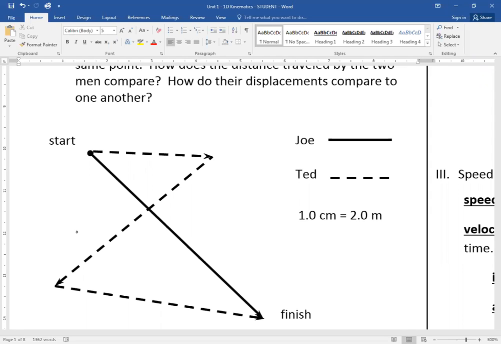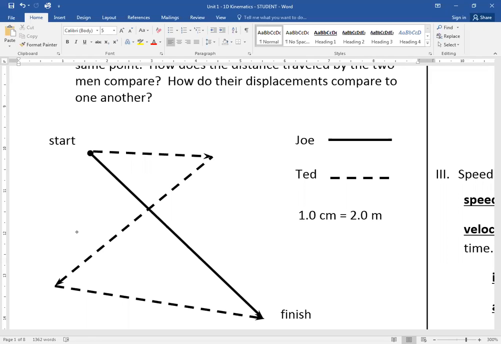Yes, what? Well, the displacements are the same, but the distance traveled is different. Okay, so the distances traveled are different, but the displacements are the same. So are the displacements the same in terms of direction or magnitude? Both? Okay. So can two objects have the same magnitude of displacement but different directions? Yes. Okay. That's obvious.